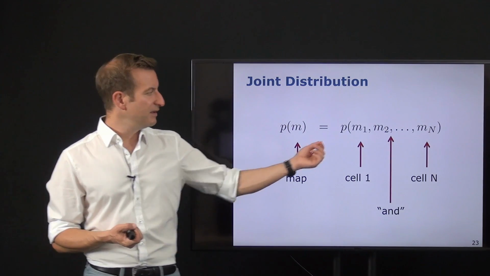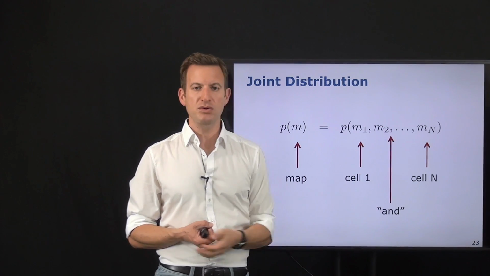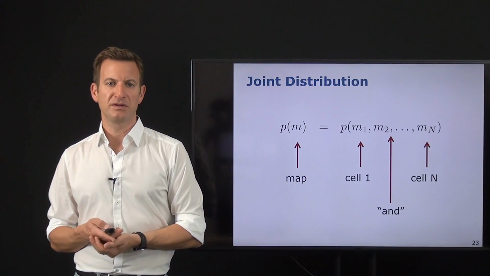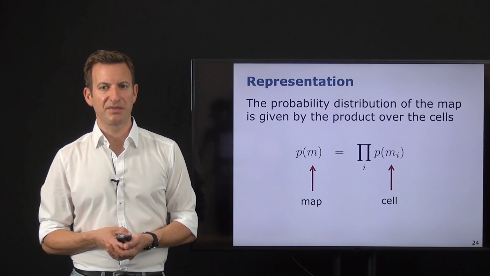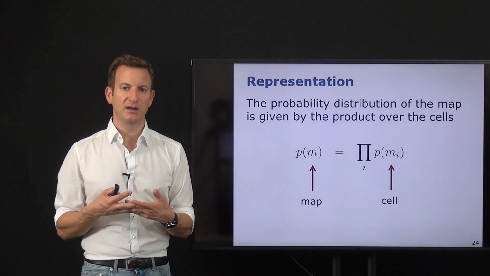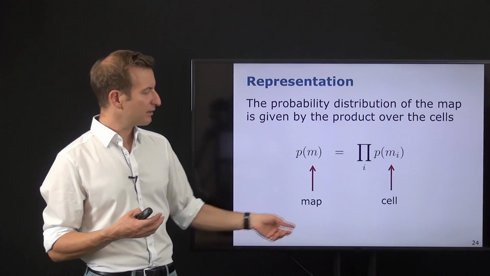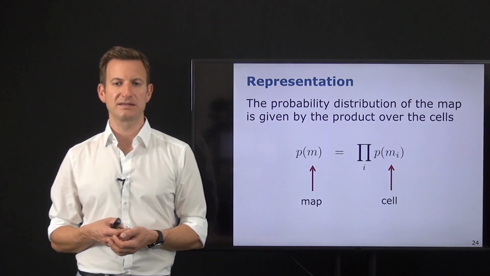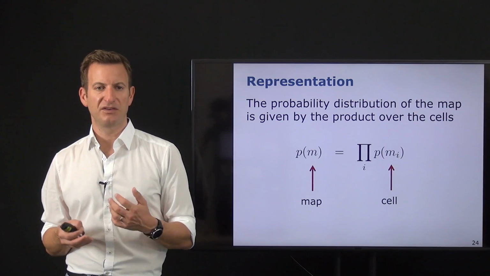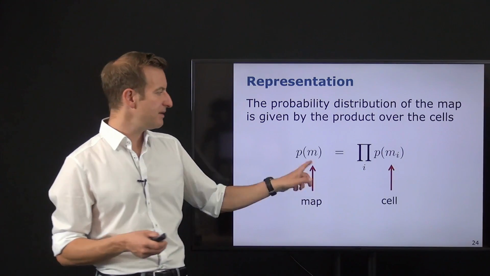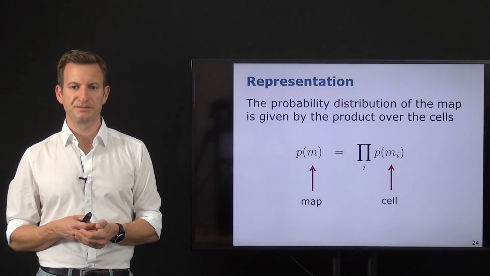So if these variables are independent of each other, I can actually break them down into a product of individual probability distributions, just talking about one single cell. And this is something that you can see here. We can simplify the probability distribution over the map as a product of the probability distributions over the individual cells. And this is a result of this independence assumption, of assumption number 3. So assumption number 3 leads to this simplification over here, that we can write this down in this form.